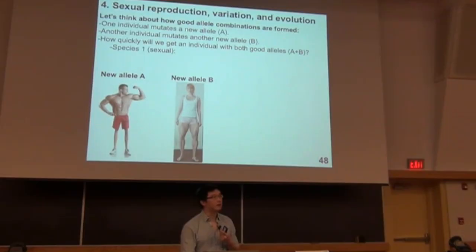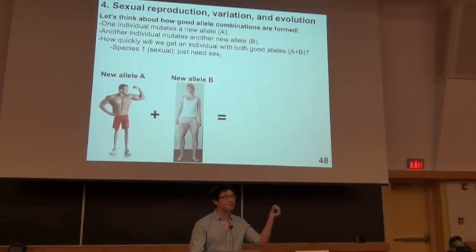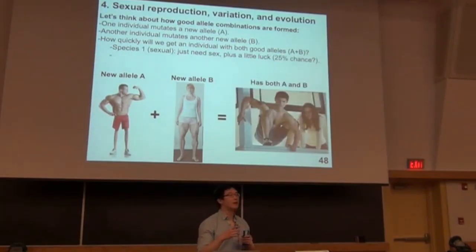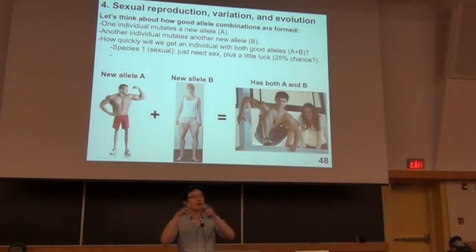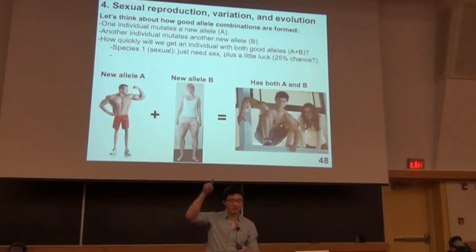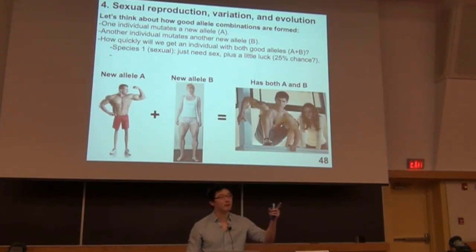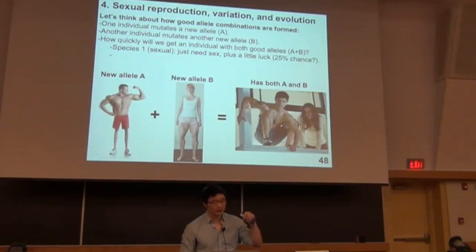Well, with species 1, it may not take very long. It could just take a single generation, because if these two were to make babies, all we need is basically sex to mix some alleles together, and we also need a bit of luck, okay? Because there's only a 25% chance that both good alleles will get passed on, and you'll have someone with strong upper and lower body, okay? So with sex, you get good combinations very quickly.